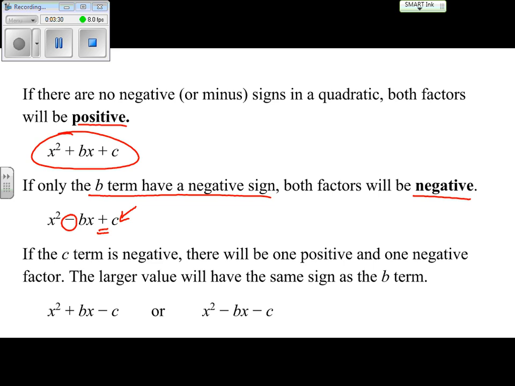And then finally, if the c term is negative, like we have in both of these examples here, the c term has a minus sign in front of it, then you'll end up with 1 positive factor and 1 negative factor, which is good to know.